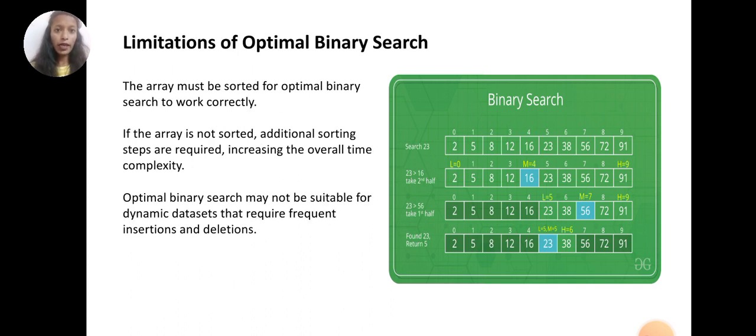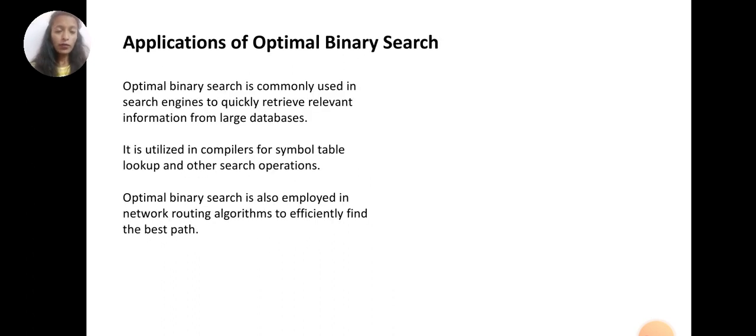Limitations of optimal binary search. The array must be sorted for optimal binary search to work correctly. If the array is not sorted, additional sorting steps are required, increasing the overall time complexity. Optimal binary search may not be suitable for dynamic data sets that require frequent insertions and deletions.